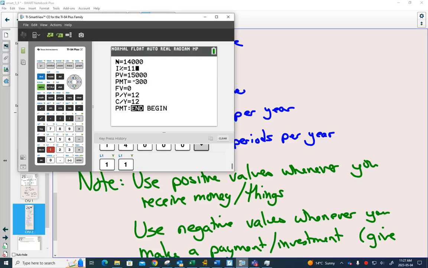So now I'm going to figure out, okay, if I do that, how long is it going to take me to pay this off? 67 payments. Is that cheaper?